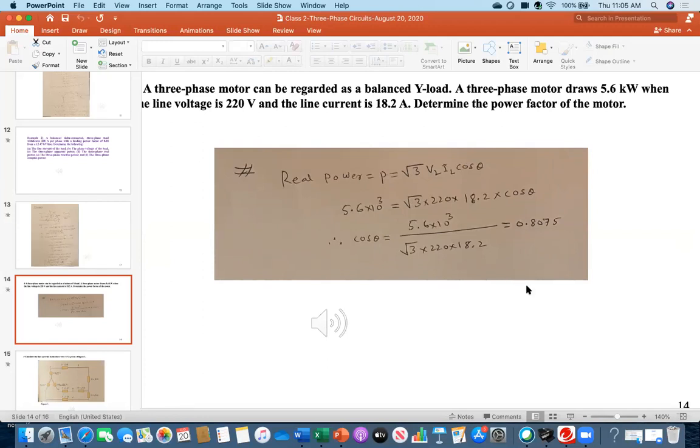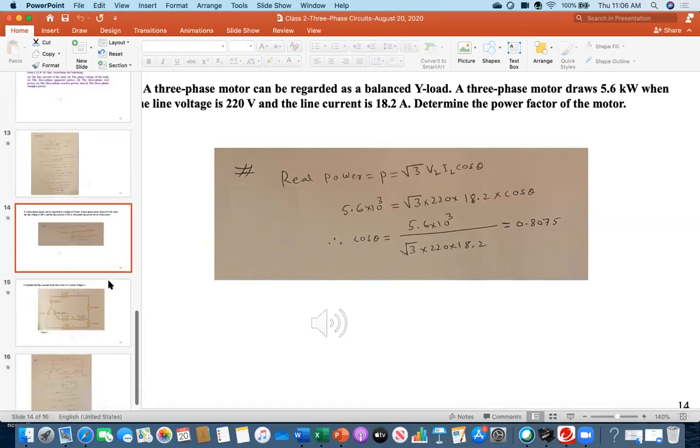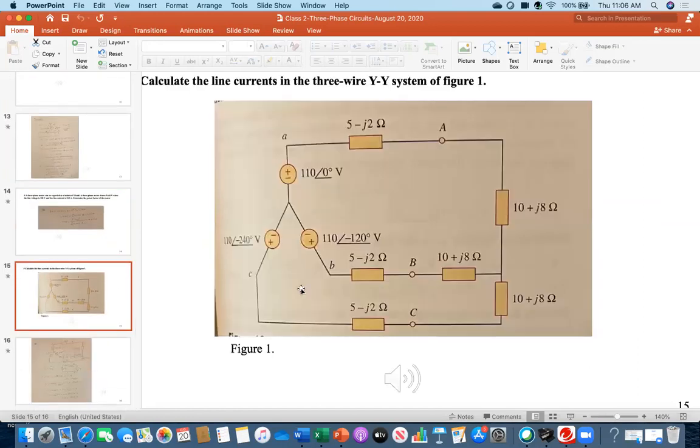Yeah, it seems okay. This is pretty easy, even much less complex than the previous problem. In this case, we are just finding the power factor from the expression. Okay, I think this is the last problem for today.